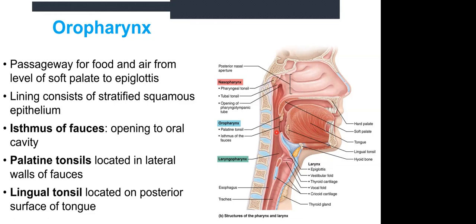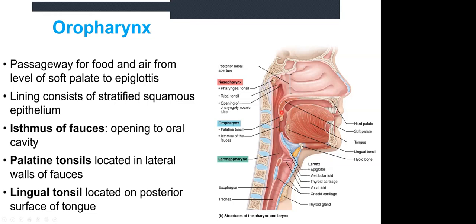This is lined by stratified squamous epithelium, and some important markings here are going to include things like the isthmus of Fauces, which is just the opening to the oral cavity. So when you chew food and you start to propel it down the back of your throat, the opening that it enters is first this isthmus of Fauces.